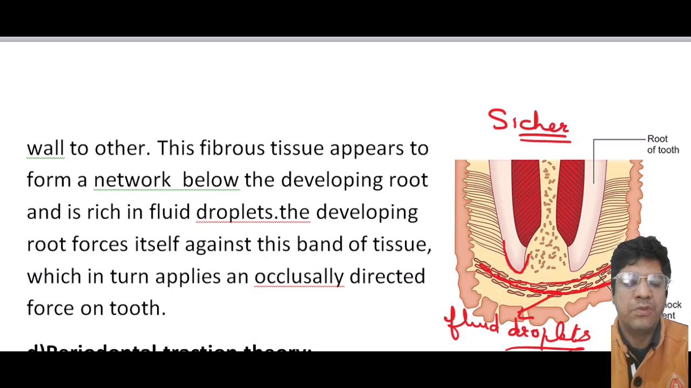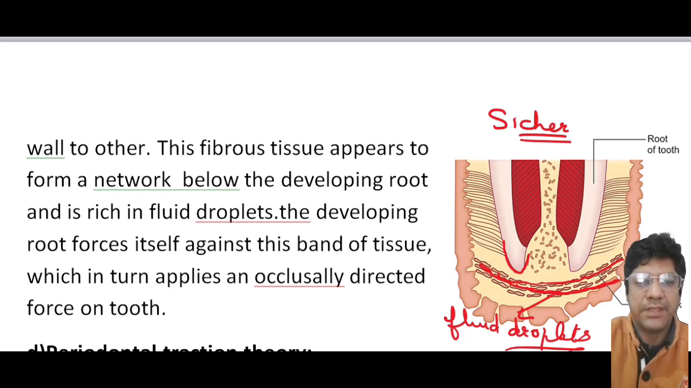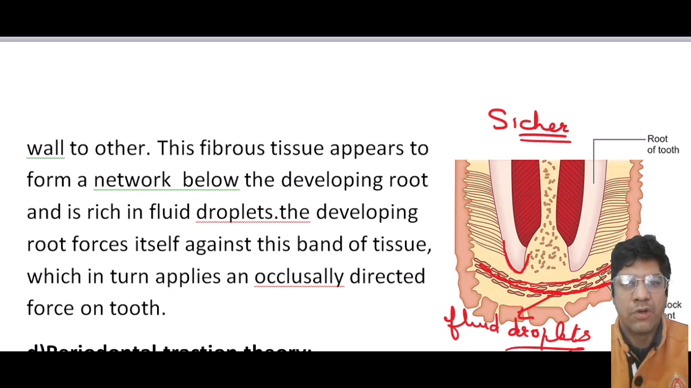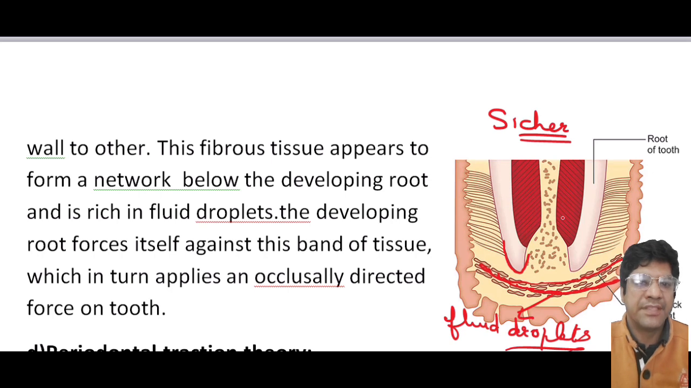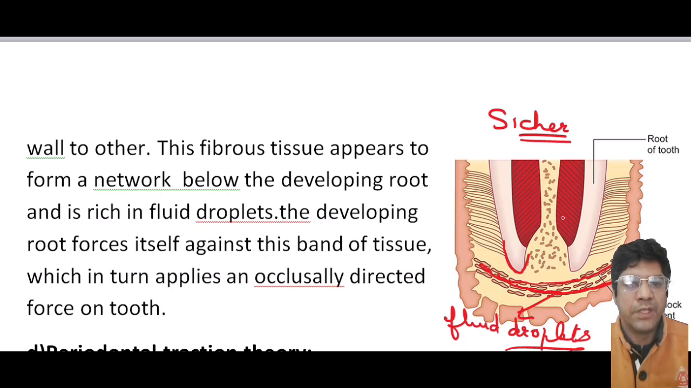So Seacher proposed the presence of a band of fibrous tissue below the developing tooth root apex. This fibrous element was described as containing fluid droplets and being rich in certain components. According to this theory, as the root of the tooth develops, it exerts pressure against this band. The pressure exerted by the developing root against this network of fibrous tissue was believed to result in an occlusally directed force on the tooth.